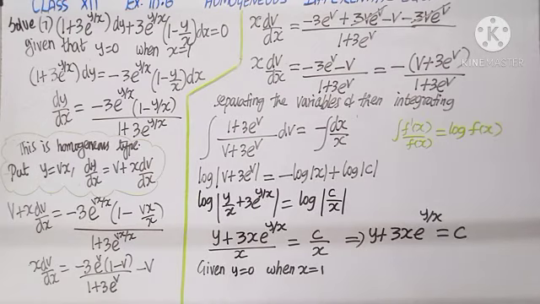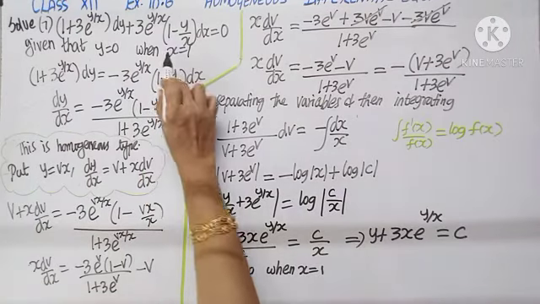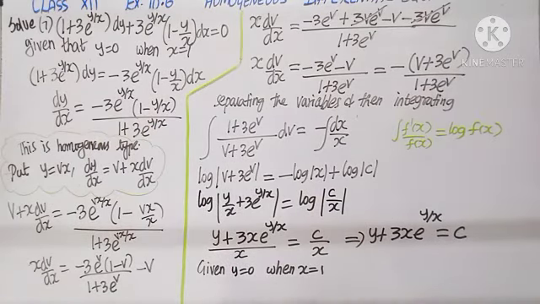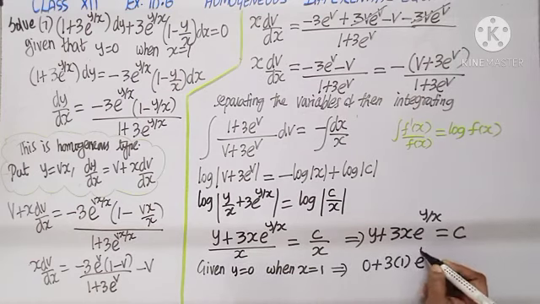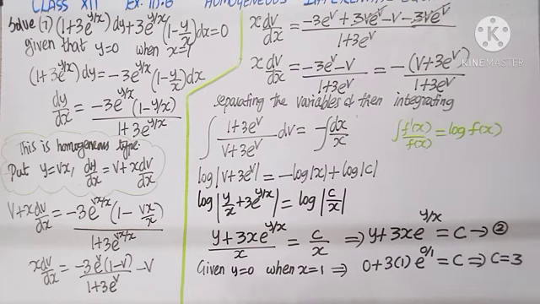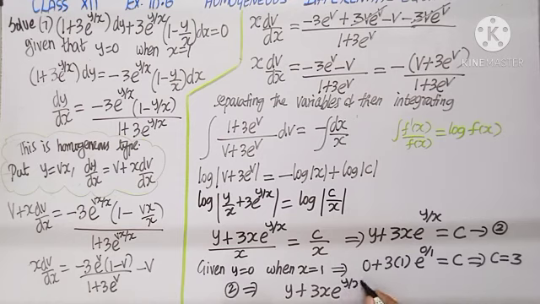Is the answer over? No. They have given some conditions to find out c. Given y is 0 when x is 1, as I substitute y value 0, x value 1, e power 0 by 1 equals c. E power 0 is 1, 1 into 3 is 3, so I get c equals 3. Put the c value back in this equation, say 2. So 2 gives us the answer y plus 3x e power y by x equals 3, and that is the solution.